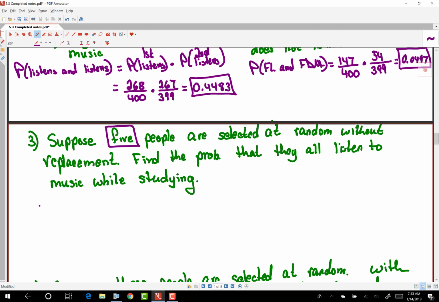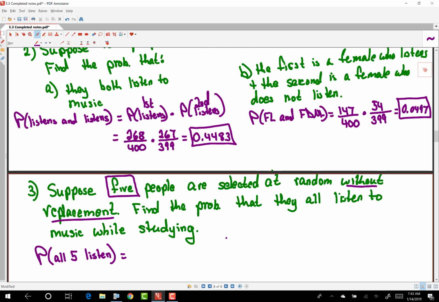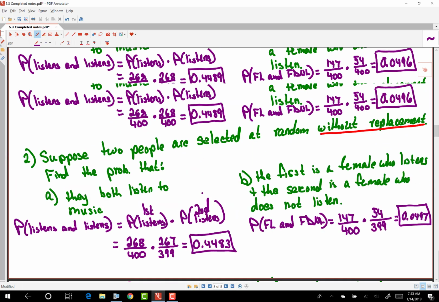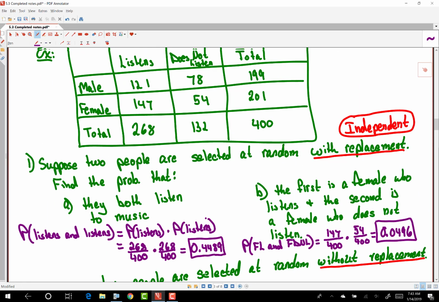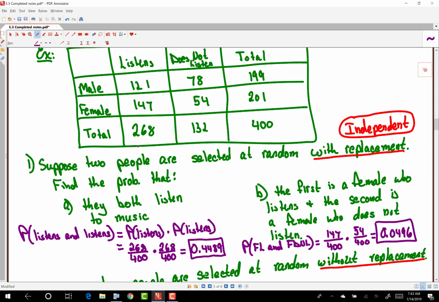And so we want to find the probability that all 5 listen. And notice it's without replacement. You always want to take note of that. So for the first number, the probability of listening when they select the first person is 268 out of 400.